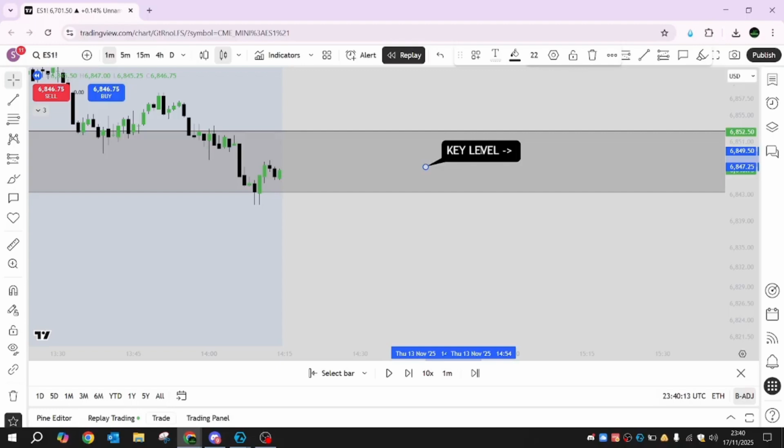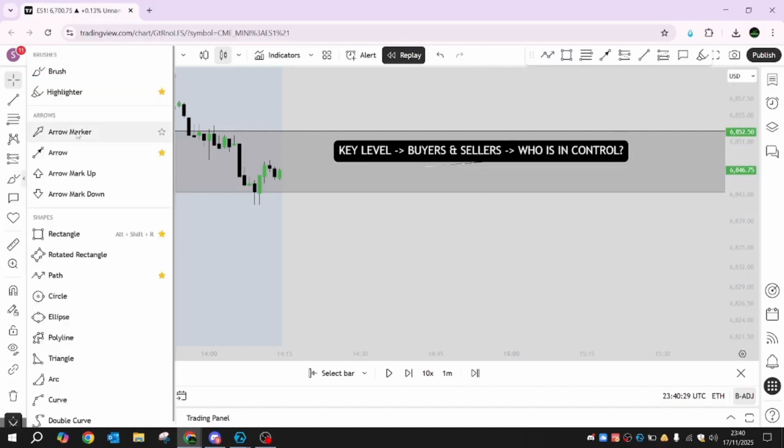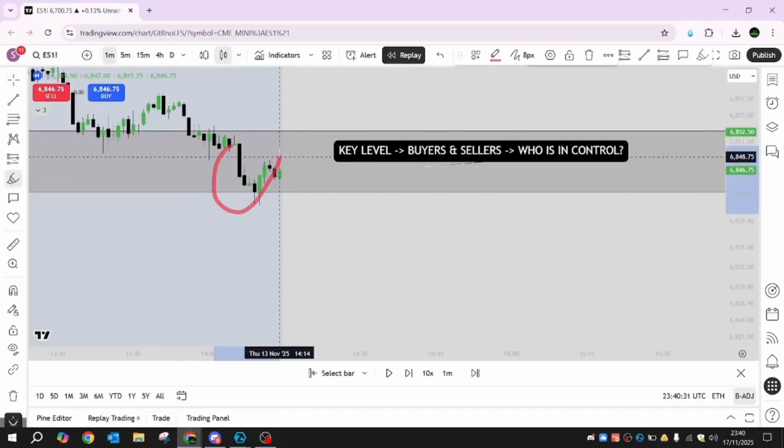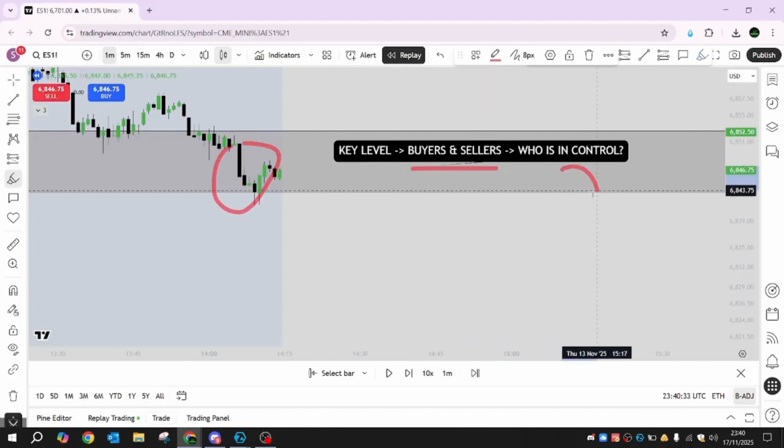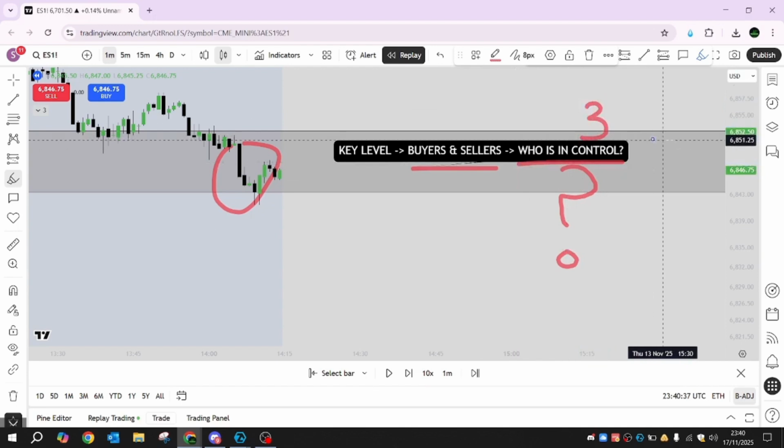You then need to understand what you're looking for inside of a key level. You need to know buyers and sellers. And the last thing you need to look for after buyers and sellers is who is in control of the price. So every time you take a trade, you need these three things: a key level, buyers and sellers, and who is in control. Most people mess up step 3, and that's why they go wrong. So we're going to be fixing that.